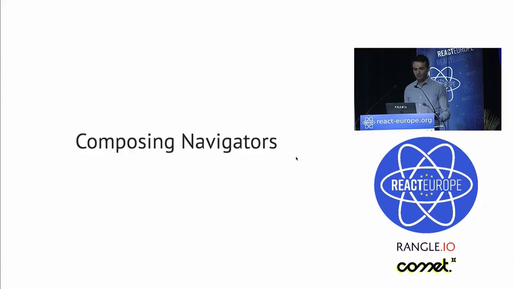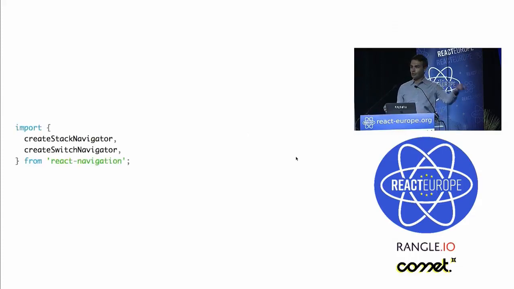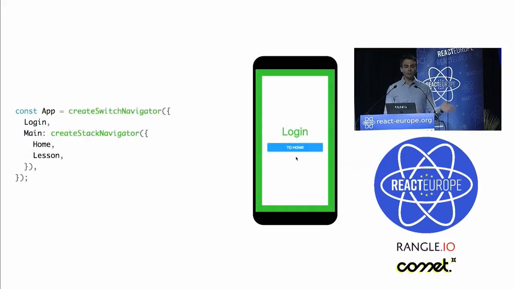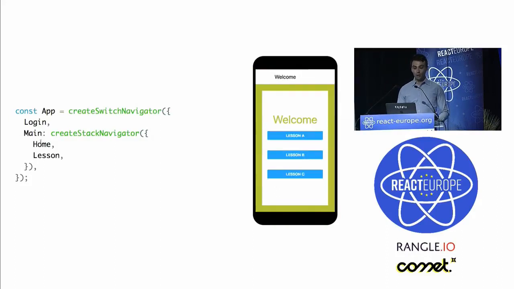Okay, so now let's talk about how we can take one navigator and put it inside of another. Let's try importing both the stack navigator and the switch navigator from React Navigation. And here we can compose them pretty directly like this. Here we're putting the switch navigator on the outside, which is why we're starting on the login screen. And then inside of it, once we switch to the main route, we can access home and lesson inside of the stack. Now, this button actually still calls navigate to the home route. So React Navigation is smart enough to know that when you tap on to home, it'll actually take you to the home route right here.